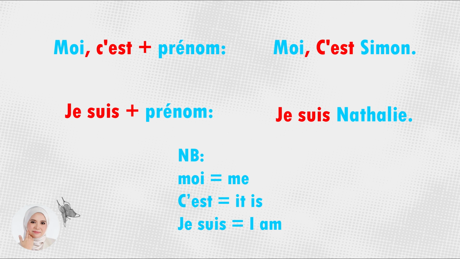Now, you have here je suis. Now we don't use c'est, but here you use je suis. Now, suis: if you notice, the S is silent. You don't say Swiss. You say suis. Moi, c'est Simon. Here you have je suis. Je suis what? Je suis Nathalie. It means I am Nathalie. So here je suis means I am. And suis comes from the verb être, the verb to be.